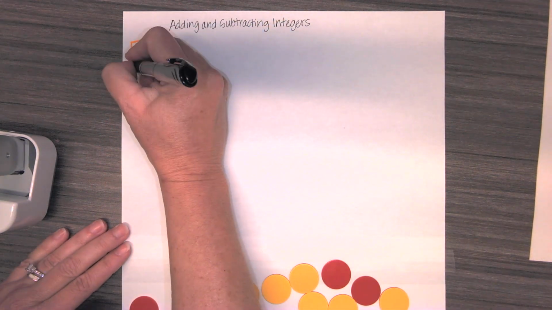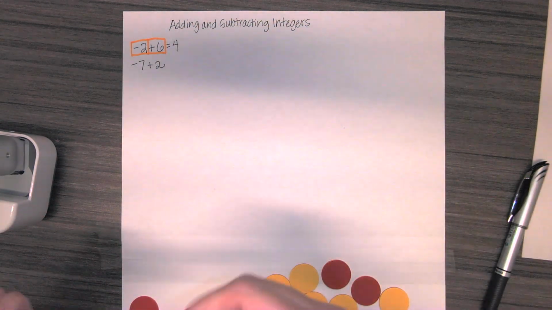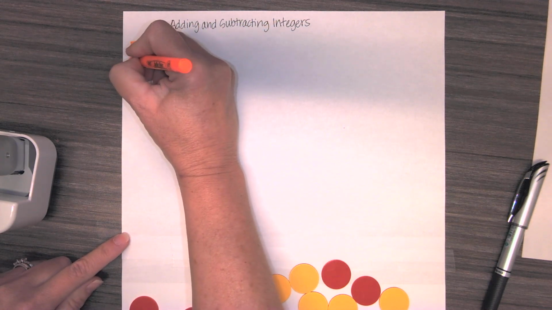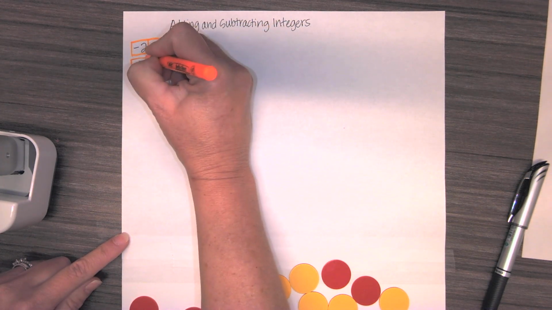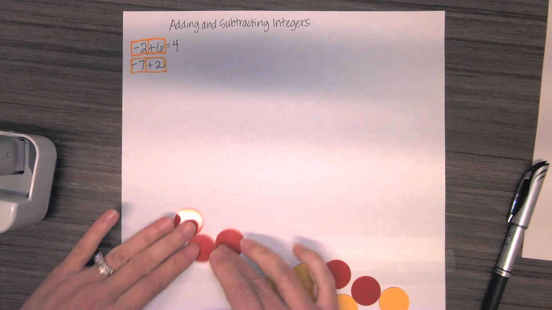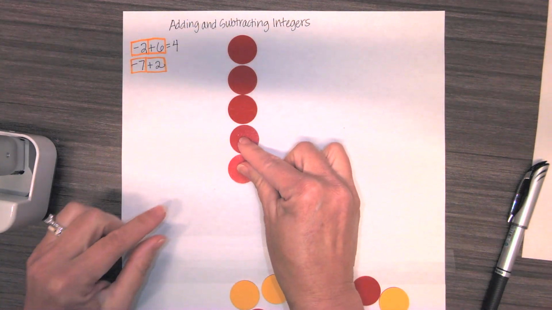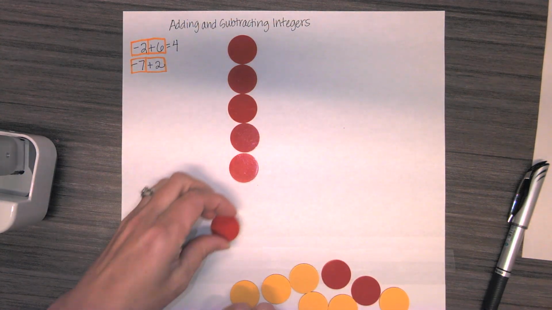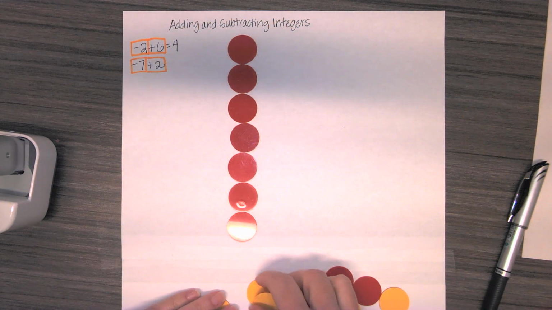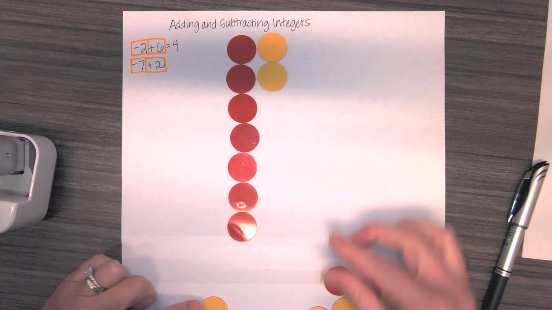Okay, let's do another one. What if we have -7 plus 2? Again, I want you to view these as signs for the numbers that they're in front of. So this is a -7 and this is a +2. That's what we're going to build with our counters. We're going to build a -7, so we need 7 red counters because reds are negative. Okay, there's -7. Then we need +2, so we need 2 yellow counters to represent +2.